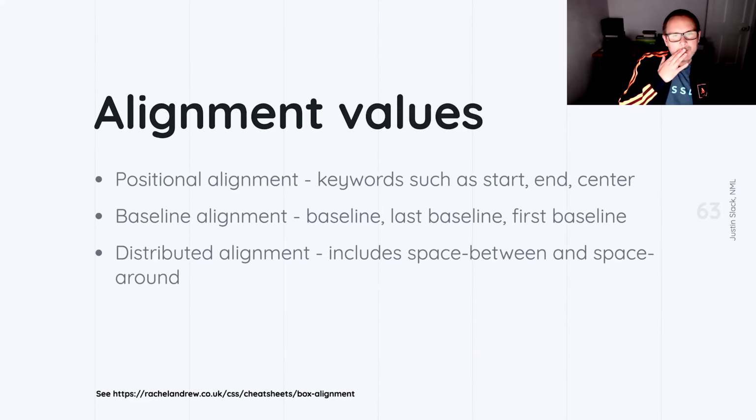So alignment values. So we have positional alignment keywords such as start, end, and center. So align items flex end, for example. We have baseline alignment, with baseline, last baseline, and first baseline, and distributed alignment with things like space between, space around, and latterly, but not good browser support, space evenly. I've got examples again of this to show.